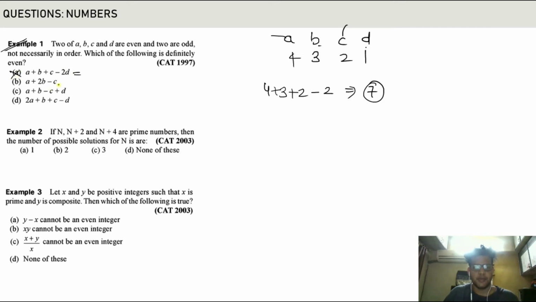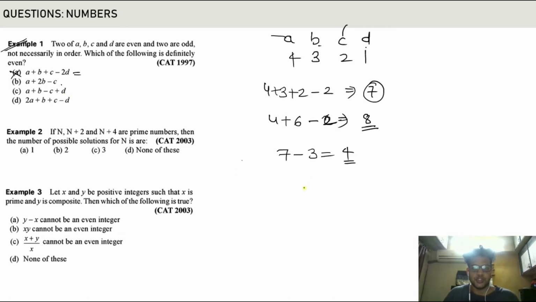Let's talk about B. A plus 2B minus C. C is 2. So that is 8. Yes, that means this criterion is fulfilled. We'll park this option for now and see the next. Option C states A plus B minus C plus D. A plus B is 7, minus C plus D is 3. I am also getting an even number. So this option also may be true.